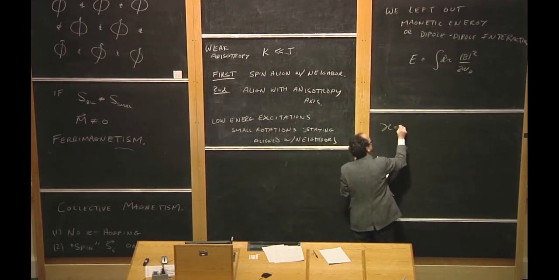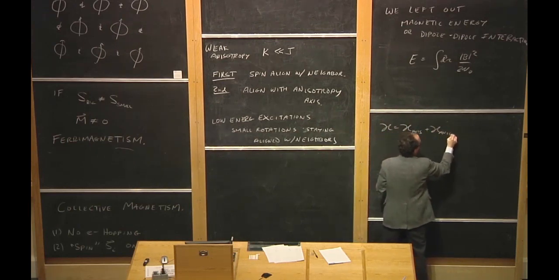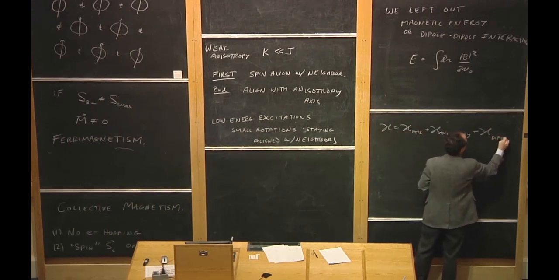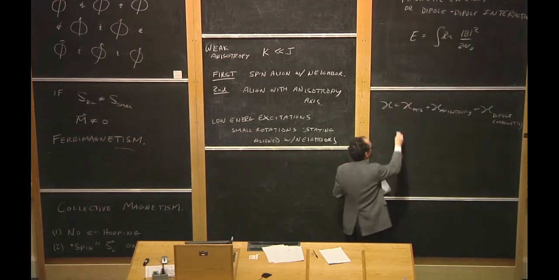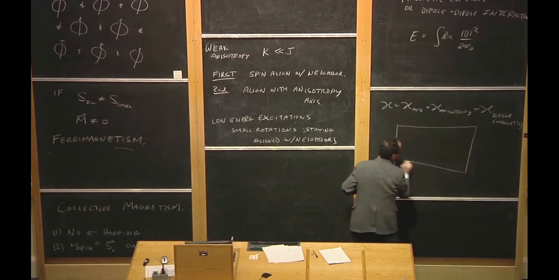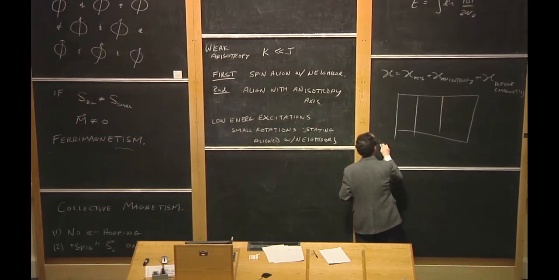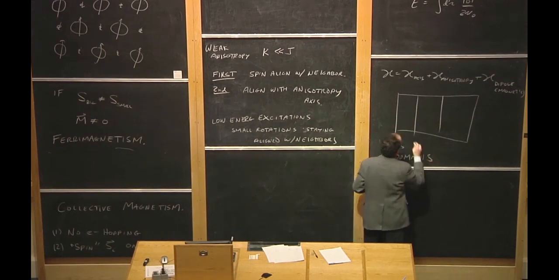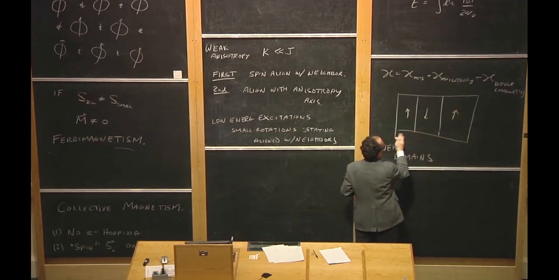We're going to now write H equals H Heisenberg plus H anisotropy, plus we're going to add H dipolar interaction, or magnetic energy. Then what actually happens is, here's your big system. The system will break up into what are known as domains, sometimes called Weiss domains, where some point up, some point down, some point up, like this. It'll break up into many little domains.